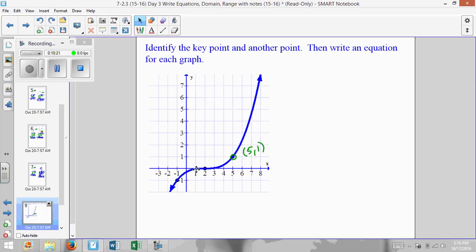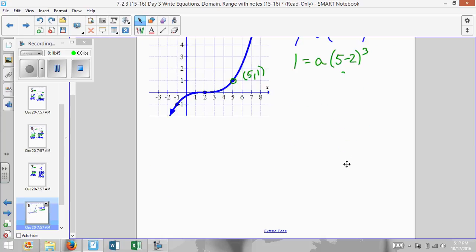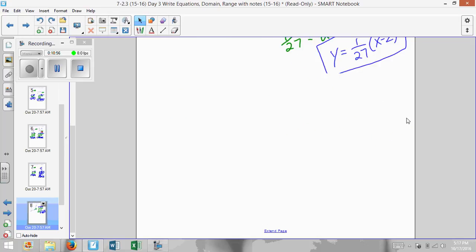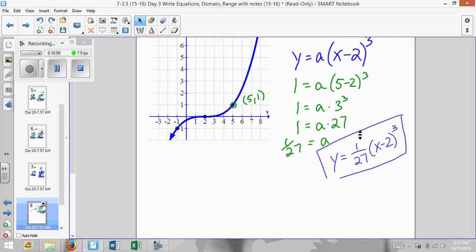So that means it was transferred over 2 to the right. So in my cubic graph, that is going to be minus 2 inside the parenthesis. So the generic graph, or equation, excuse me, is a in front of the x minus 2 cubed. This is our coordinate 5, 1, so we'll put 5 in for x, 1 in for y, and solve. So 5 minus 2 is 3. 3 cubed is 27. And we will solve. So a is 1 over 27. So plug it back in. So we have 1/27 times x minus 2 cubed.